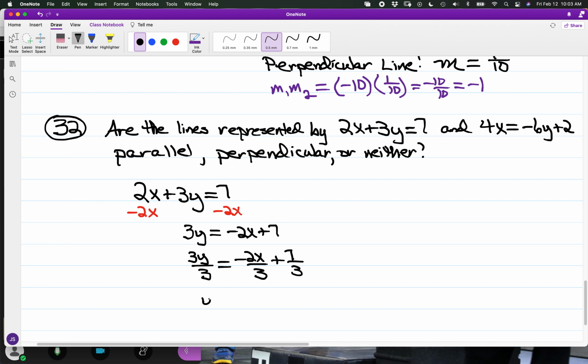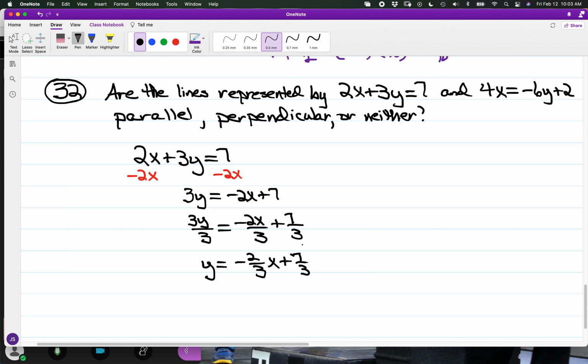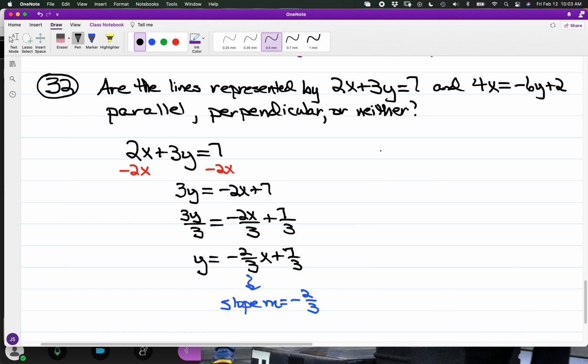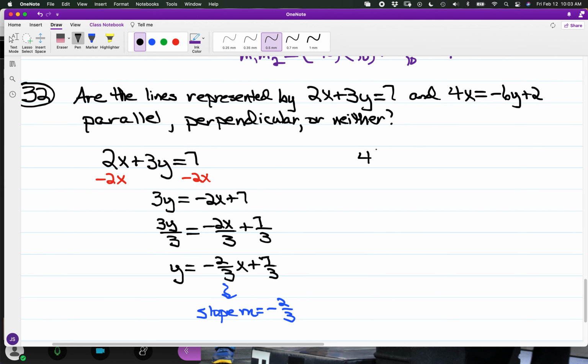So we're going to have that y is equal to -2/3 of x plus 7/3. Okay, so in this one, your y-intercept we have at 7/3, and for the slope, we have a -2/3. And for the other line, okay, so you have 4x is equal to -6y plus 2.